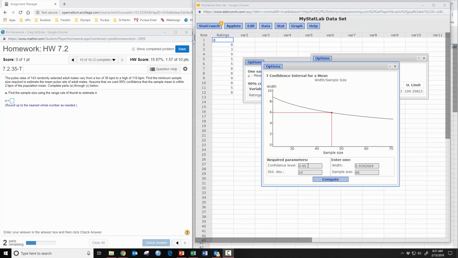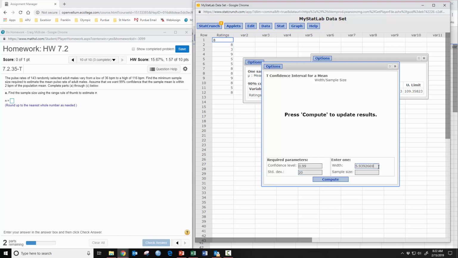So all that's going to change here is this is now going to be a 99% confidence interval, right? Because we have 99. Our standard deviation we have to calculate based on a low of 36 and a high of 116. So you have to take the difference between those to get the range, right? And that's 80. And then we divide that by 4. So we have a standard deviation of 20. So remember, it's just range divided by 4.